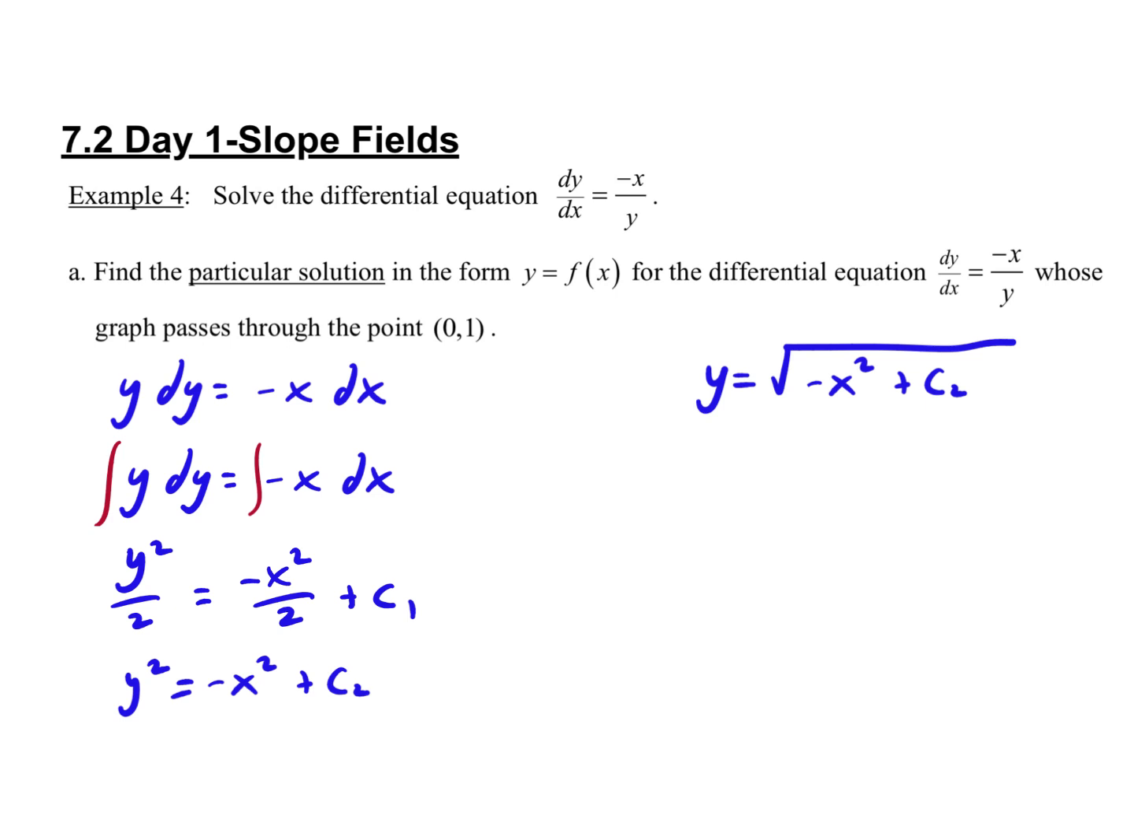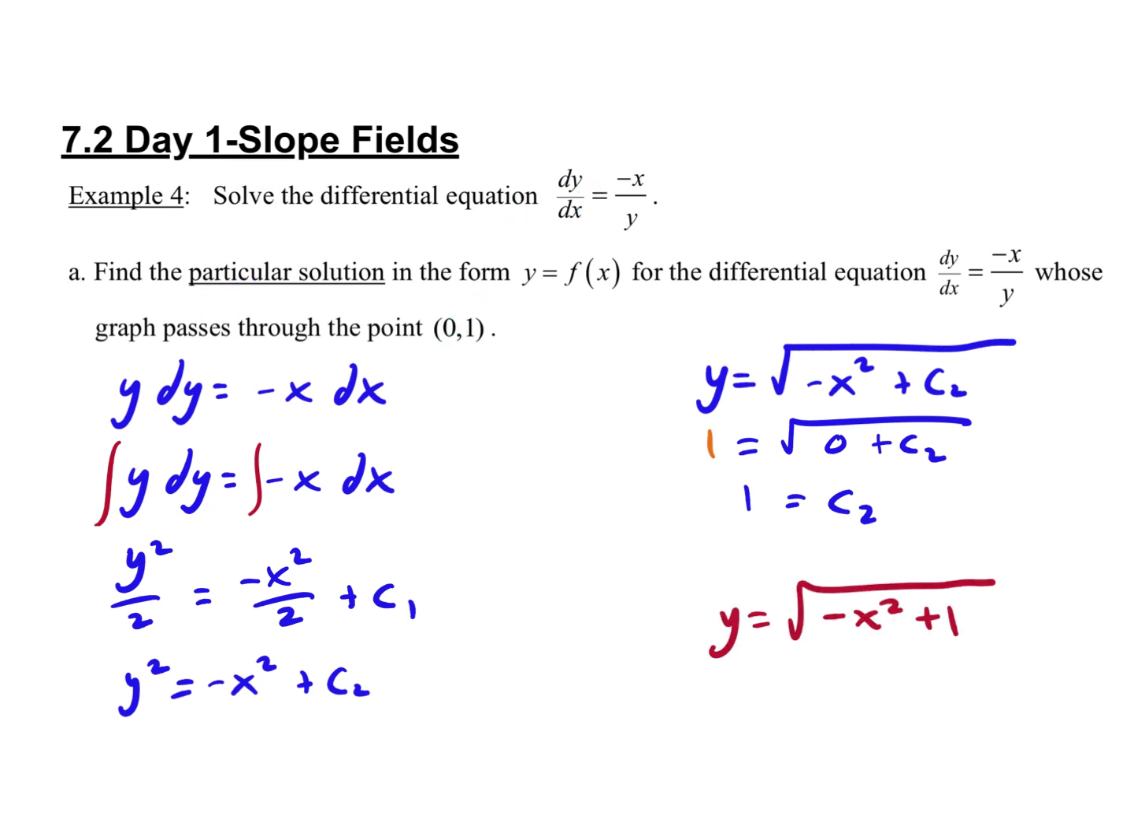The only thing I need to do here is find C2, right? And that's where I'm going to use this point to do that. Plug 0 in for x, 1 for y, and simple enough, C2 equals 1. And so my final solution for this particular solution to this differential equation that goes through this point ends up being this, okay? Again, a semicircle, right?